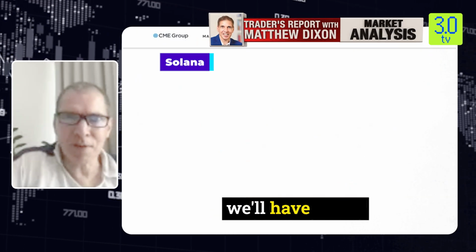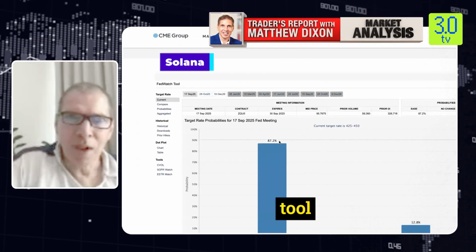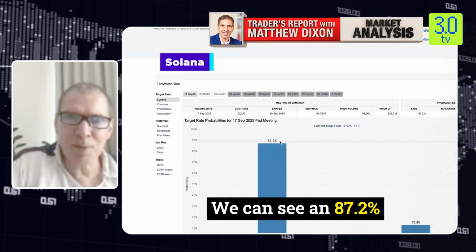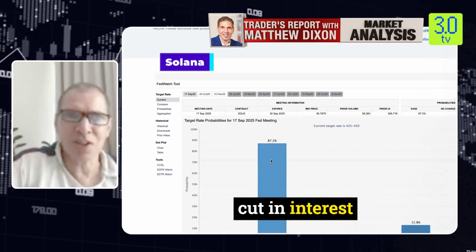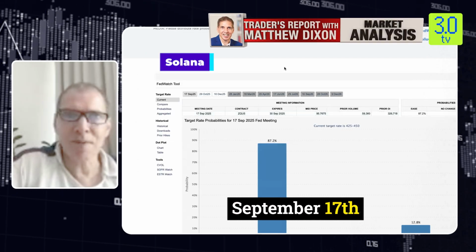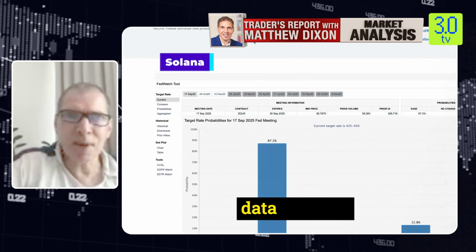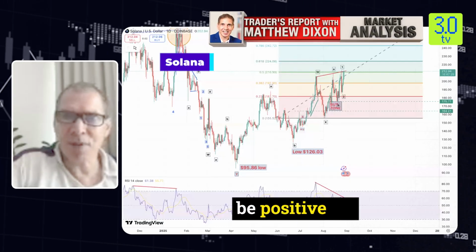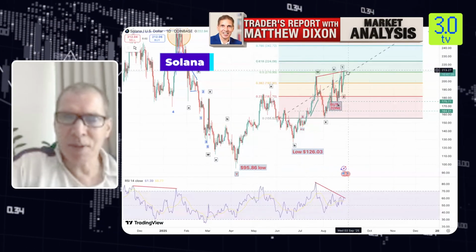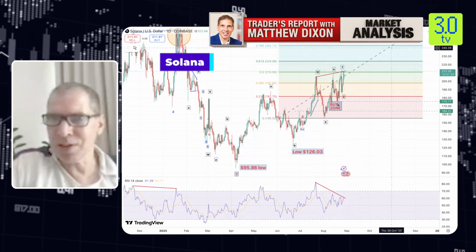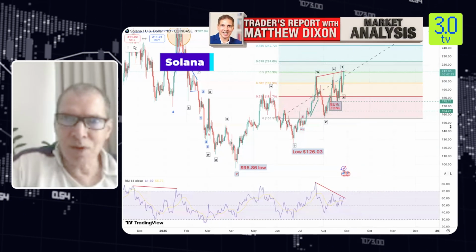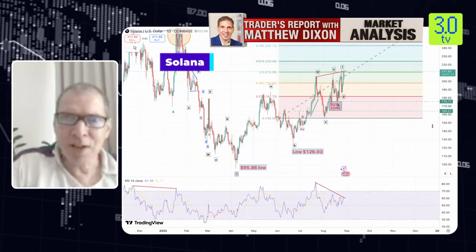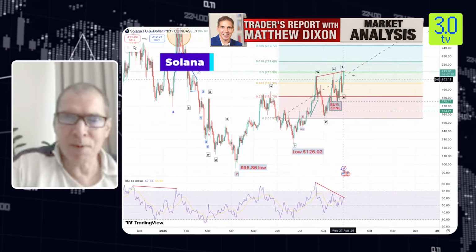And just finally, we'll have a look at the FedWatch tool. We can see an 87.2% chance that we're going to get a 25 basis point cut in interest rates coming September 17th. So as long as the data remains on track, that is going to be positive for risk assets, and we'll be climbing that wall of worry. There's enough worry still out there. We'll be climbing the wall of worry, hopefully rising to higher highs on price, continuing that impulsive count.